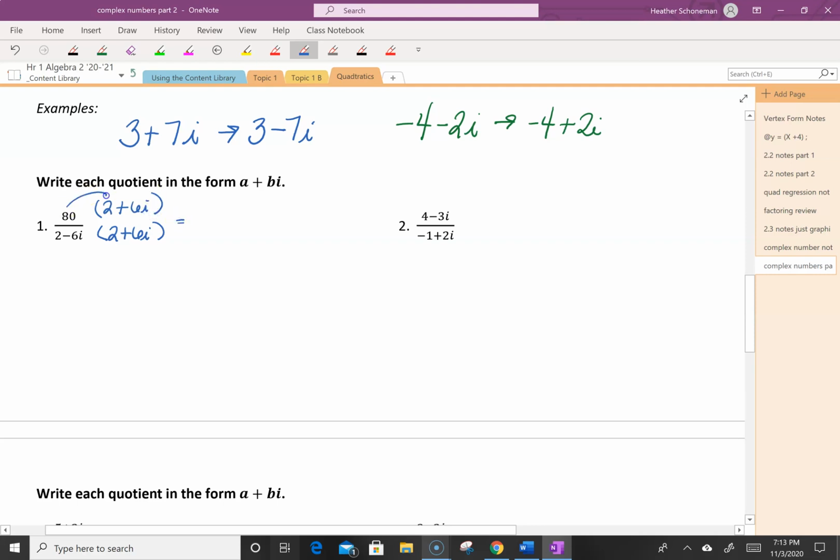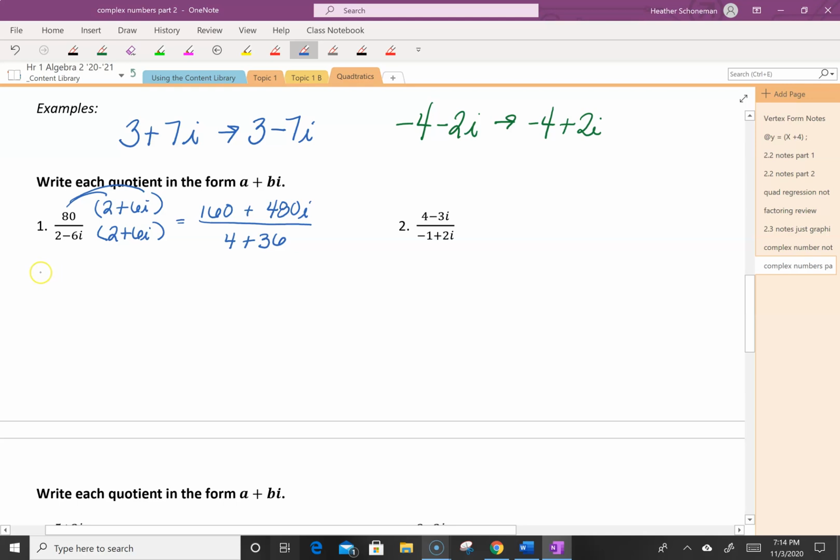So when I simplify this, on the top, 80 times 2 gives me 160, plus 6 times 80 is 480, so I get 480i, all over, now on the bottom, remember our shortcut. You're going to multiply the first 2 numbers. 2 times 2 is 4. Negative 6i times negative 6i is negative 36i squared. But i squared is negative 1, so it changes the sign. So we have plus 36.